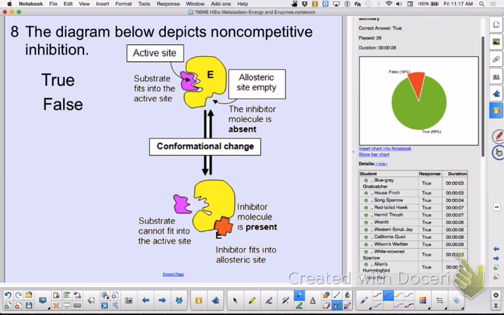Okay? Well, here we are. Here we are up here. The diagram below depicts non-competitive inhibition, and most of you said true. 89% of you said true. And you knew that because the competitor did not bind to the what? Active site. The competitor didn't bind here, it bound to a secondary site, which then changed the active site. What is that secondary site called? Allosteric. Allosteric site. Okay?